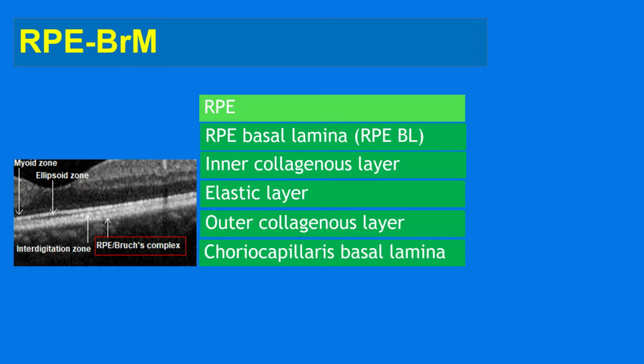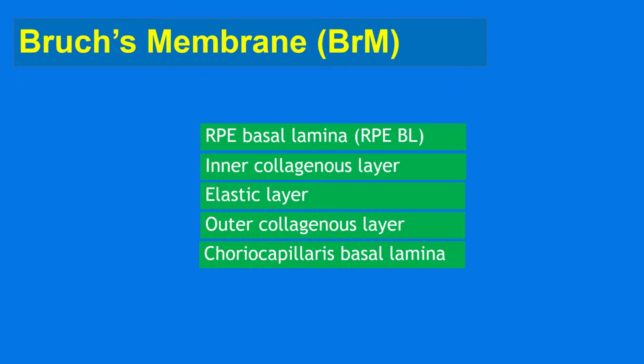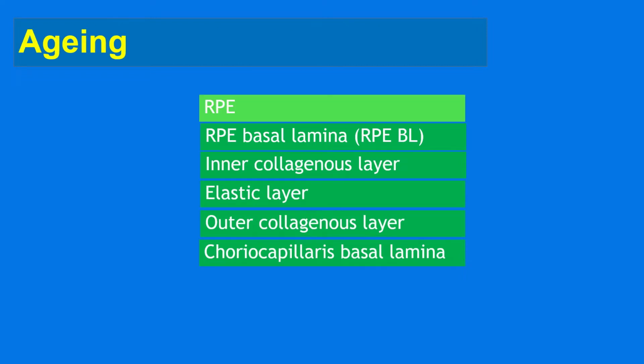Now this RPE-Bruch's membrane complex is constituted by RPE and the Bruch's membrane. The structure of the Bruch's membrane also includes part of the RPE. It has 5 layers starting from RPE basal lamina, inner collagenous layer, elastic layer, outer collagenous layer, and choriocapillaris basal lamina. So RPE-Bruch's membrane is basically a complex of RPE, its basal lamina, and rest of the layers of the Bruch's membrane.